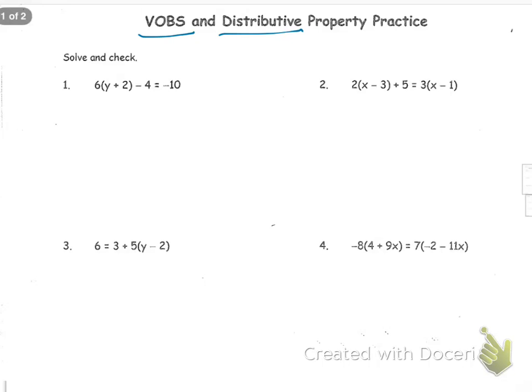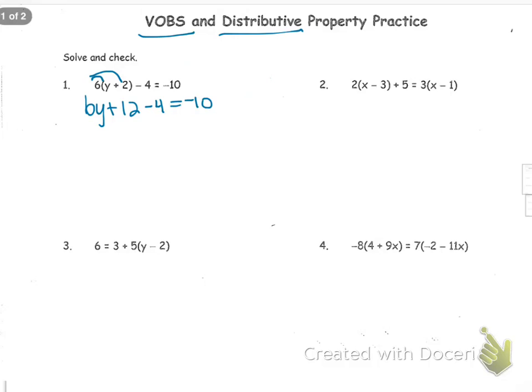So the first thing for number one that I need to do is, first of all, what variable am I trying to solve for? I want to know what is y. What number can I plug in for y that makes this equation true? So in order to do that, I am going to first distribute the 6. When I do that, I get 6y plus 12, because 6 times y is 6y, and 6 times 2 is 12. Minus 4 equals negative 10.